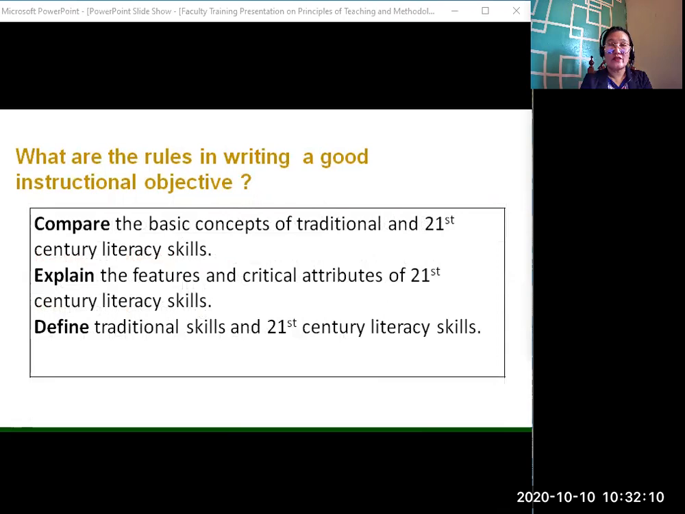Another point to consider is the level of cognitive thinking we expect from our students to perform. We need to organize the objectives. If we have 2 or more objectives, we have to organize them in such a way that it starts from the lower thinking skills, gradually transitioning to the higher order thinking skills. Look at the given example in the slide. We can see the lesson for the class, as well as the type of cognitive thinking process we expect our students to perform. We have to compare, explain, and define.